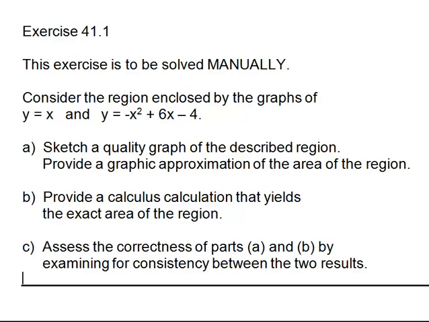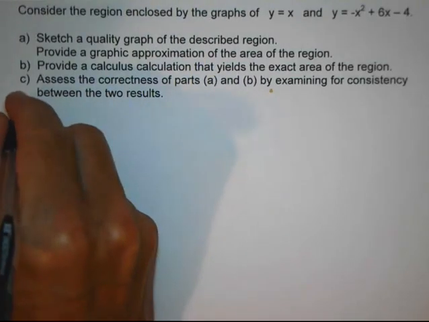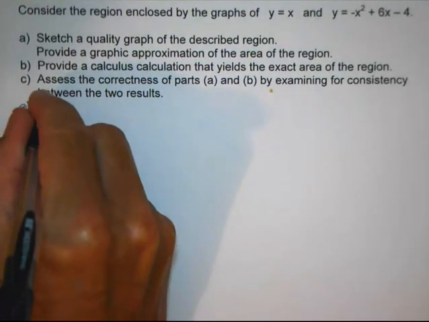Provide a graphic approximation of the area of the region. B. Provide a calculus calculation that yields the exact area of the region. C. Assess the correctness of parts A and B by examining for consistency between the two results. So, Part A, graphic approximation.